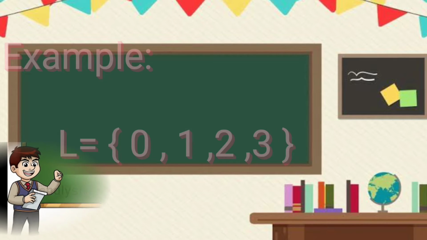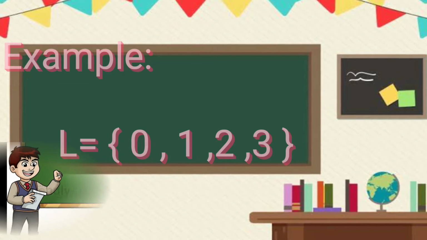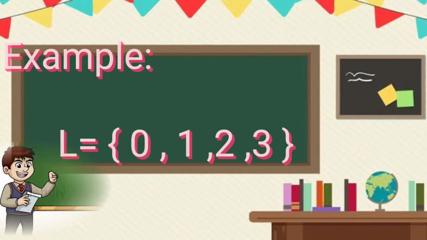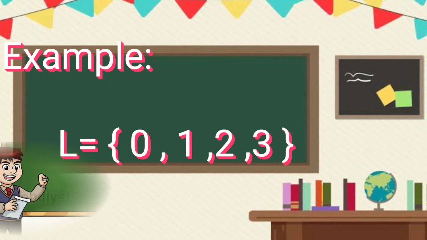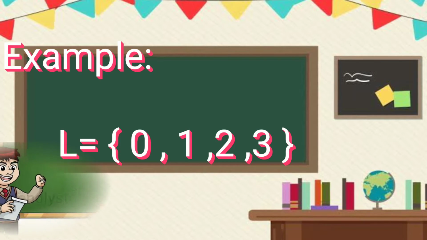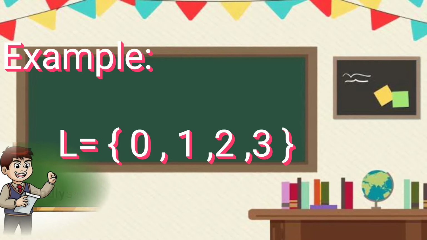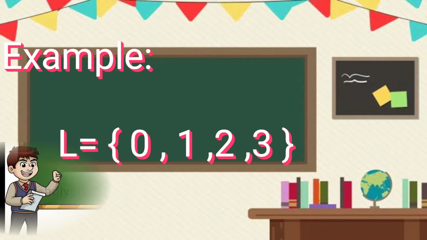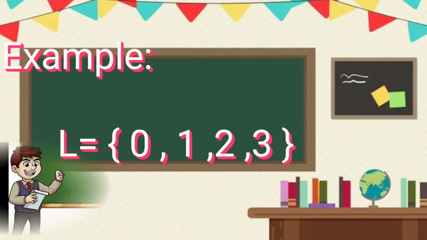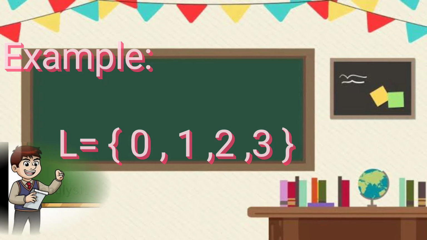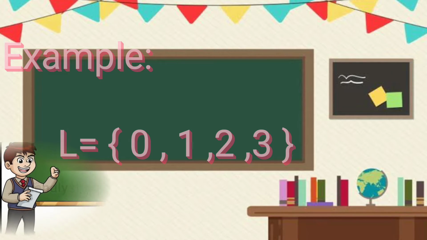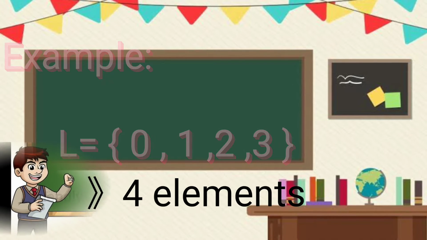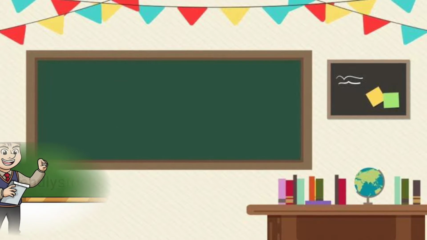Example number 2. Set L is a set containing the elements 0, 1, 2, and 3. Elements are countable, right? We can count the elements: 0 as 1, 1, 2, 3. So meaning, there are 4 elements of set L.